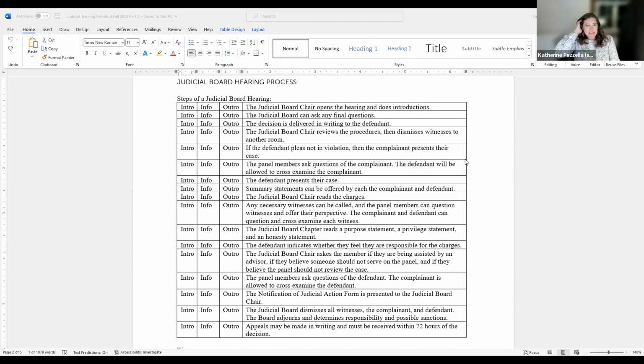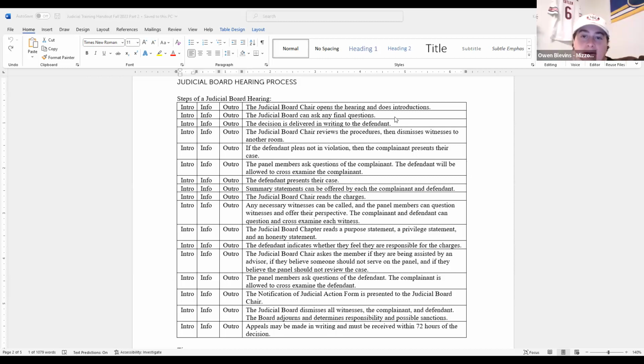Let's start at the beginning. Again, we're placing whether these go in the introduction, in the information gathering and assessing phase, or in the outcome and sanctioning and closing part. Starting with the first one: the judicial board chair opens the hearing and does introductions. Where does that go? Intro. Definitely.